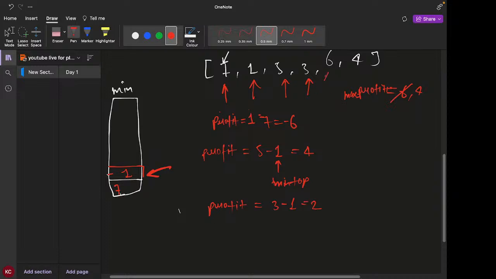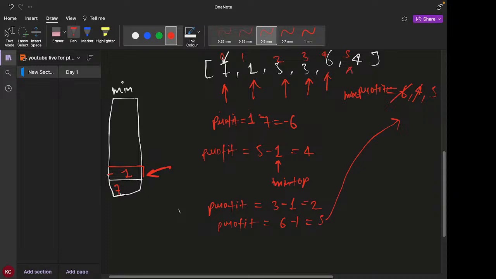Again I move to the 5th day. Profit on the 5th day is 6 minus 1. It is 5. Is it greater than the max profit? Yes, it is, so I update the max profit to 5.